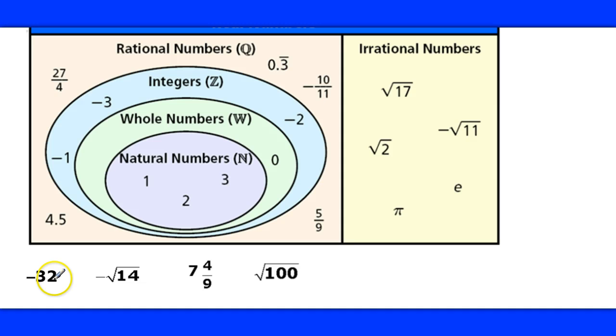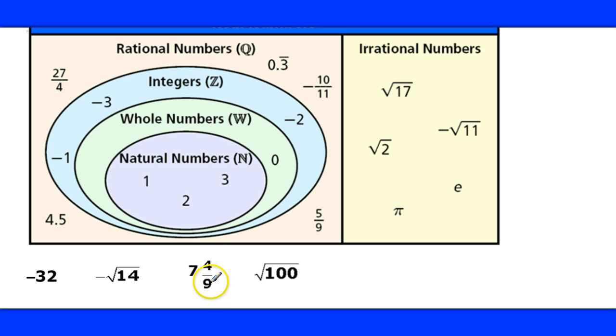Okay, negative 32. What I want you to do is I want you to find the smallest group that it fits into, the one closest to the center. It's not a natural number, it's not a whole number, but it is an integer. That means it is part of integers, rational numbers, and real numbers. Okay? The negative square root of 14. Well, first of all, 14 is a whole number that is not a perfect square, so that automatically puts it over here in the irrational numbers. Regardless, positive, negative, whatever, it's over here.